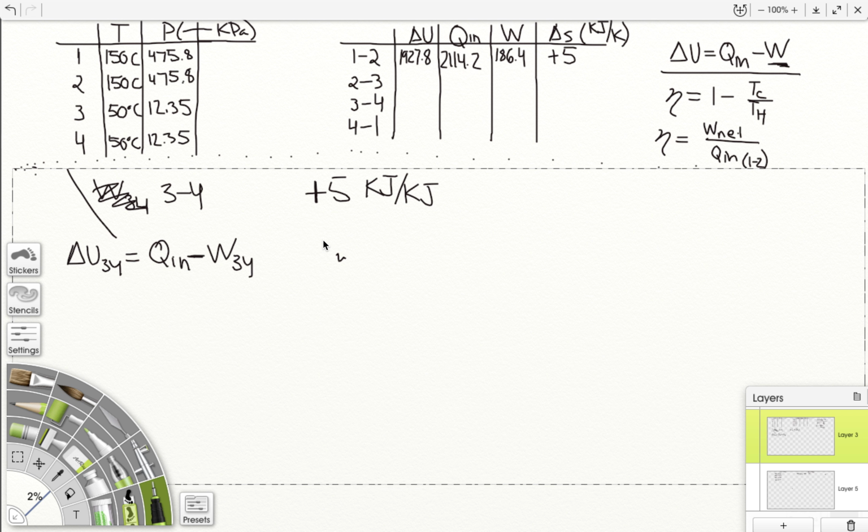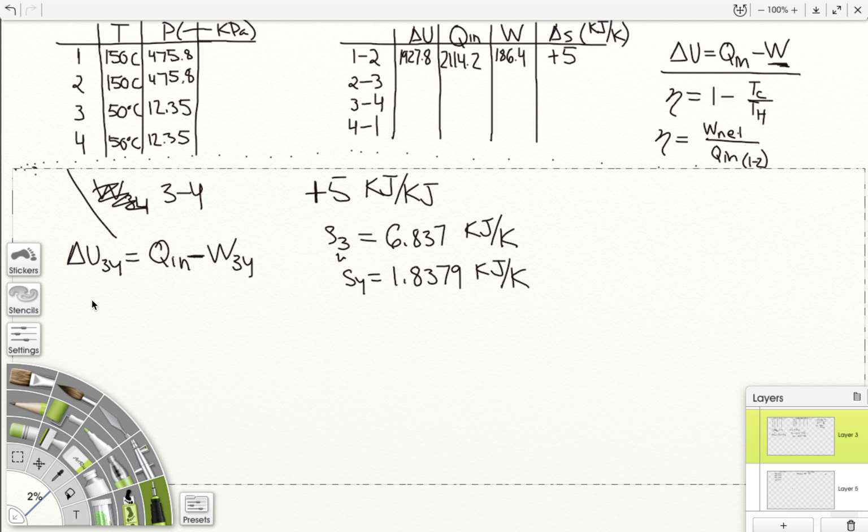So at state 3, we are at 6.837 kilojoules per Kelvin. At state 4, we will be 5 less than this, so we'll be at 1.8379 kilojoules per Kelvin. Again, we're going to do something similar as we did with process 2 to 3, and we'll have m_V4 plus m_L4, the mass of the vapor at state 4 and the mass of the liquid at state 4, both have to equal 1.